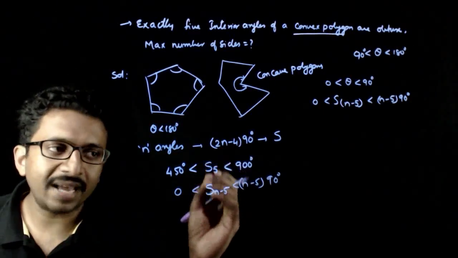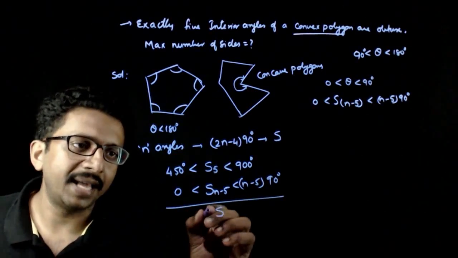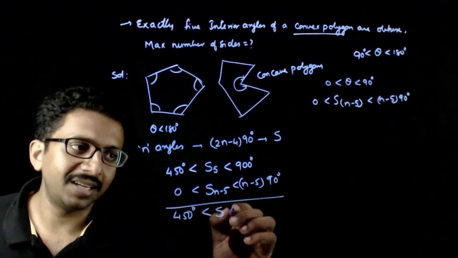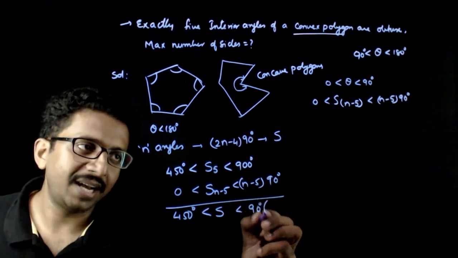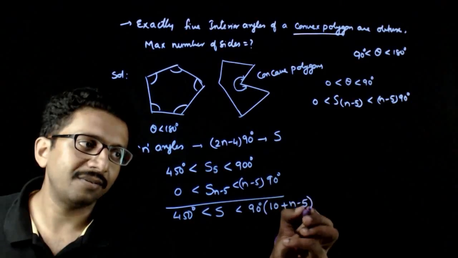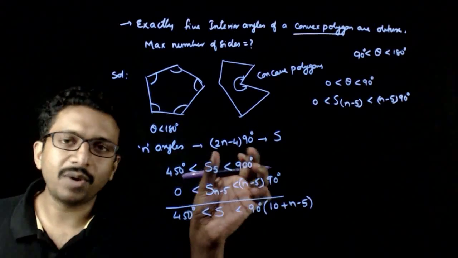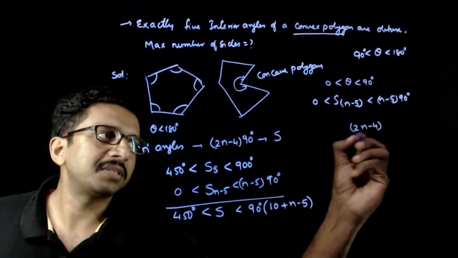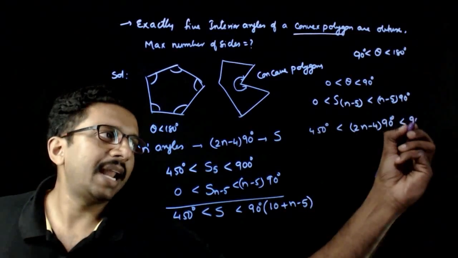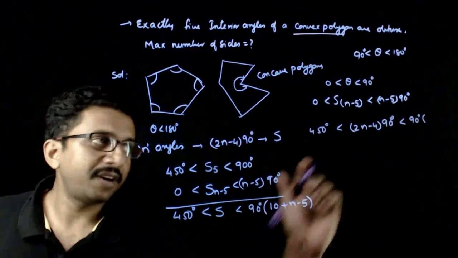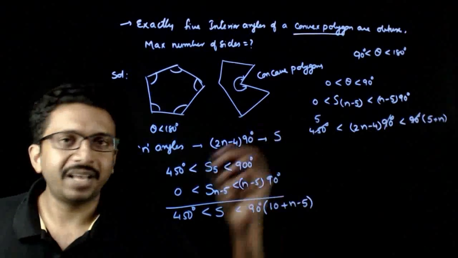Now if you take the sum of these 5 angles as well as the sum of the n minus 5 angles, you get the total sum of all the angles. So the total sum of all the angles lies between 450 degrees and 900 plus this. I take 90 degrees as common, so I get 90 times (10 plus n minus 5). But I know that the sum is (2n minus 4) times 90. So (2n minus 4) times 90 degrees has to lie between 450 degrees and 90 times (5 plus n). The 90 degrees, 5 times, get cancelled.